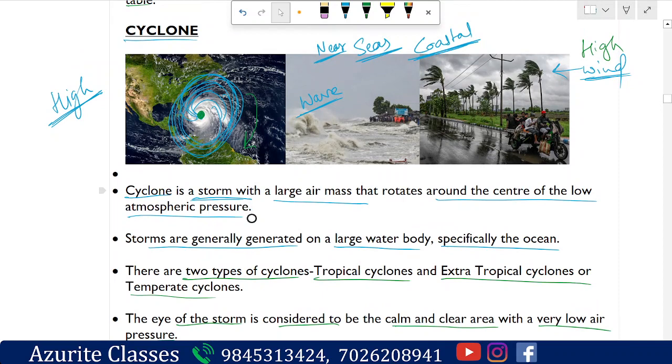Sir, can the cyclone be seen from space, sir? What, can you speak loudly? Can the cyclone be seen from space, sir? Space means above, in the sky, are you asking? Yes, sir.